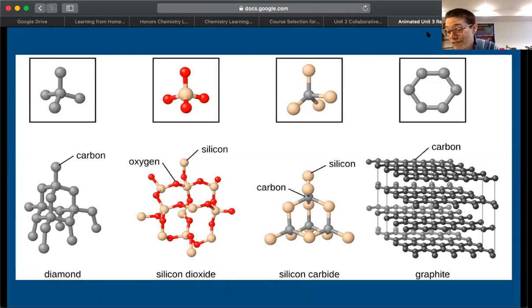These don't have intermolecular forces. These are nothing but bonds. That's the difference. So this is just bond on bond on bond, like repeating units of bonds.